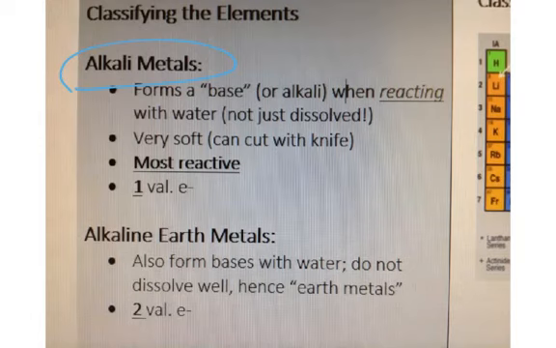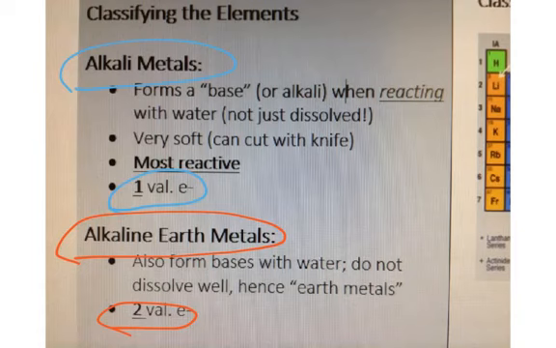All right. Why is it so reactive? Because it has one valence electron. And this one valence electron is very easily lost, meaning the alkali metals want to give up that one valence electron and become a positive charge. It's very easily lost, so therefore it's extremely reactive. Alkaline earth metals, on the other hand, have two valence electrons. So even though they are also reactive like alkali metals, they are not as much because two valence electrons is harder to lose than the one valence electron that the alkali metals have.